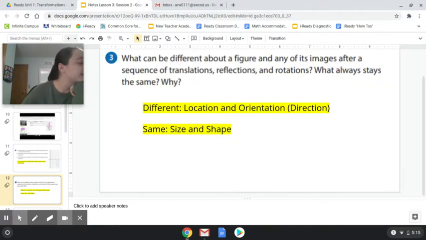Next, we have question 3, which says, what can be different about a figure and any of its images after a sequence of translations, reflections, and rotations, and what always stays the same? So what's different could be the location and the orientation, or in other words, the direction it's facing. So like a giraffe, it might suddenly be here and go to here, and then it could be facing a different direction. However, you'll notice it doesn't get any bigger or smaller, and it doesn't change its shape. So it's still a giraffe. It didn't become a rhino. A circle didn't become a square. It didn't get bigger or smaller. It just changed its location and the way it's facing.